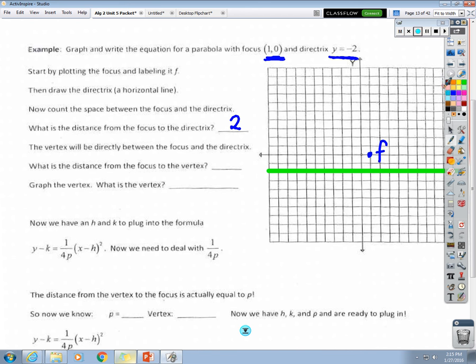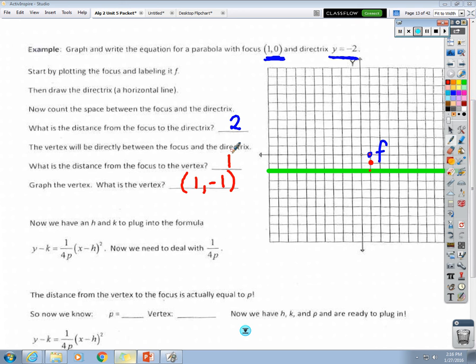So where do I place my vertex? Tell me the coordinates. (1, -1). Okay, so my vertex is at (1, -1), right? Because it has to be directly between the focus and the directrix. And since they were 2 units apart, that means the focus to the vertex is 1 unit, right? Okay, let's continue.